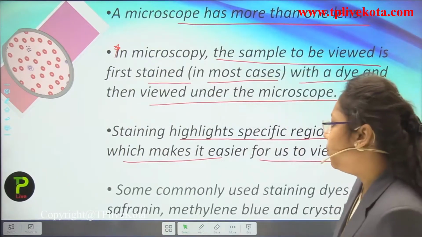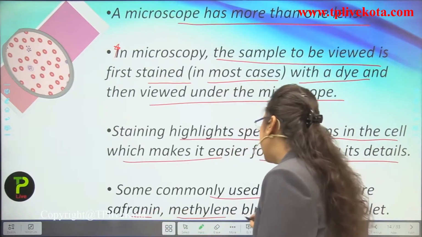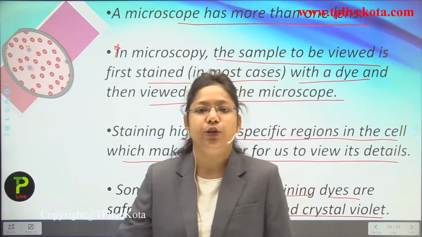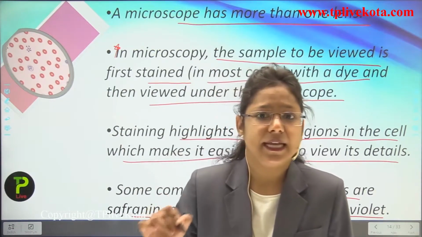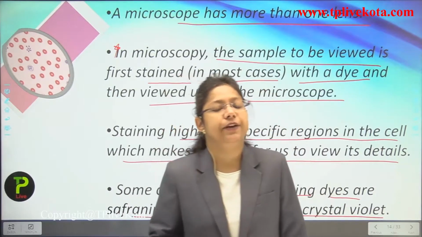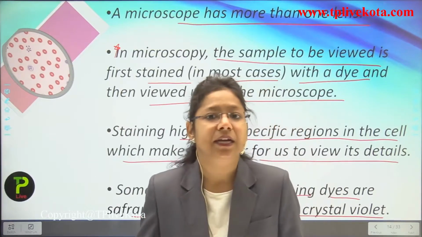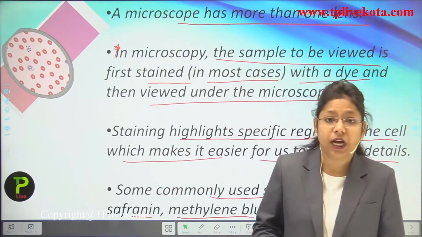Now the next point, some commonly used staining dyes are safranin, methylene blue and crystal violet. These are the commonly used stains which are used to dye a particular cell part and make it clearly visible. Meaning if you want to highlight any kind of part, if you want to see it, then firstly you have to dye it with a particular dye.